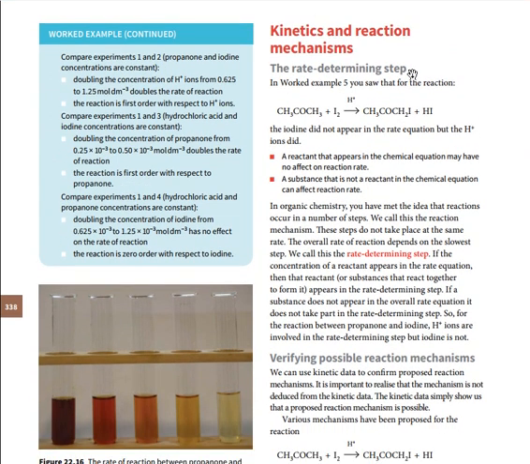So the rate determining step, as I've initially explained, is the slowest step of the reaction, and from that rate determining step you find the different reactants that are going to affect the rate of the reaction. And these reactants are the ones that are going to be found in the rate equation.